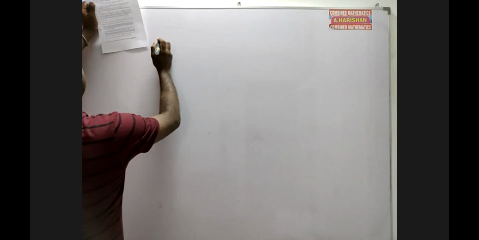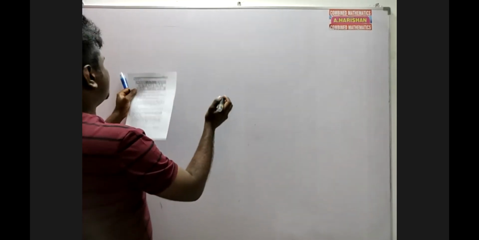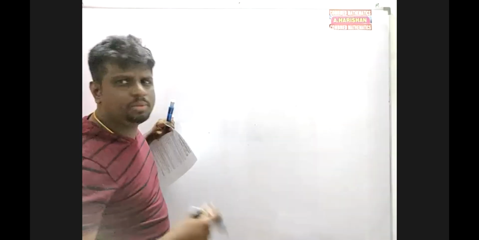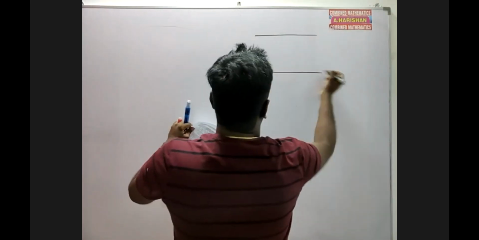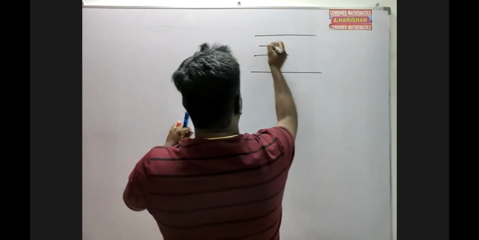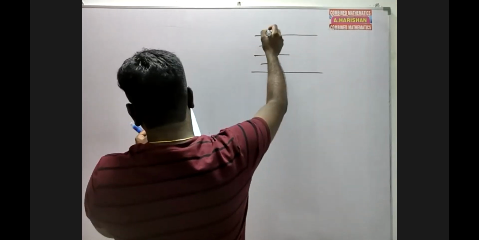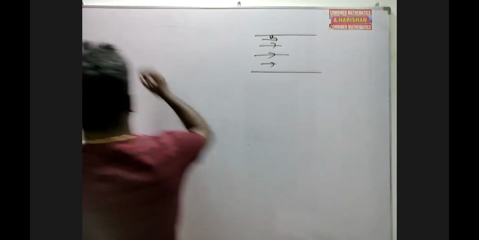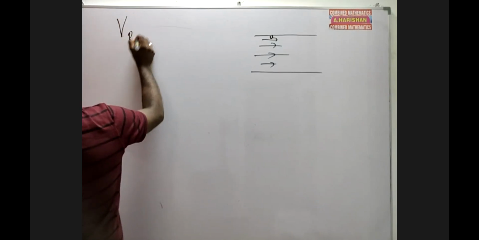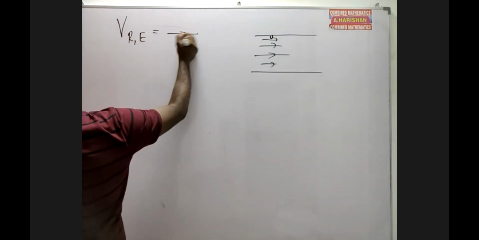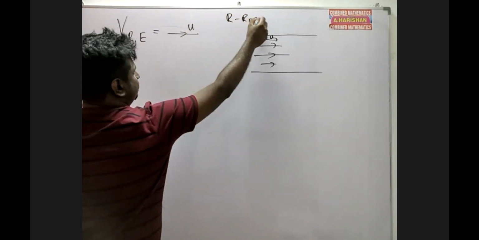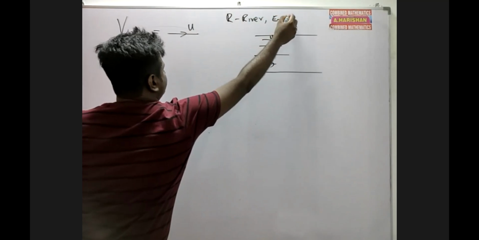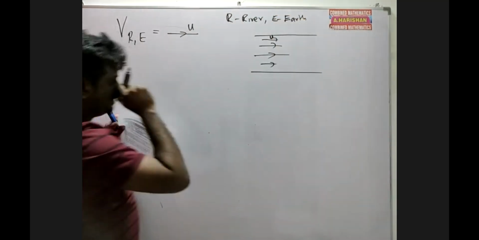See, first, what they say: water flows in a river with a constant velocity u. If they talk about the river or anything, they won't give the direction. You have to take the direction. For example, if the river flows, you have to take it like this, goes like that with the velocity u. So the mathematical notation is river R with respect to Earth, u. R means river, E is Earth. Later you can put these things.